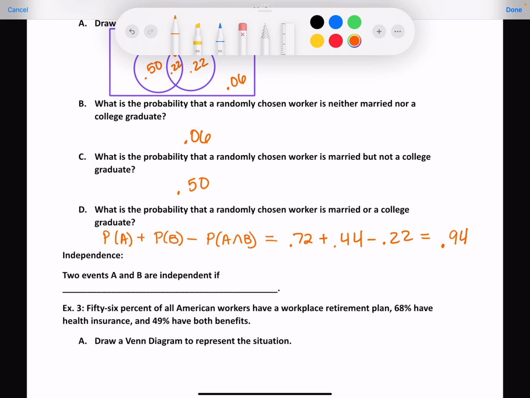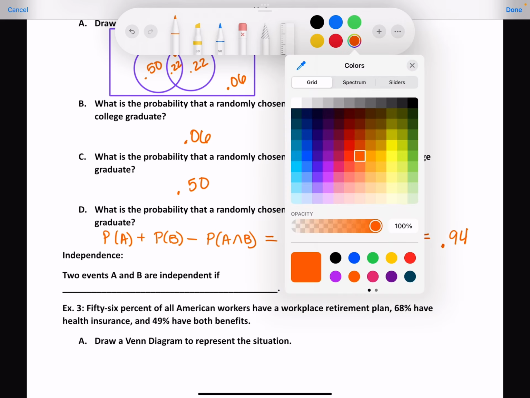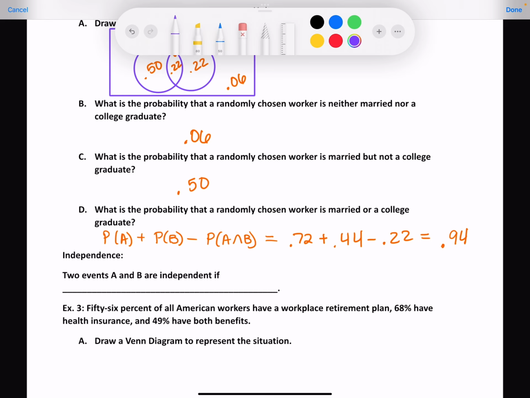Two events, A and B, are independent if the probability of A is equal to the probability of A given B.